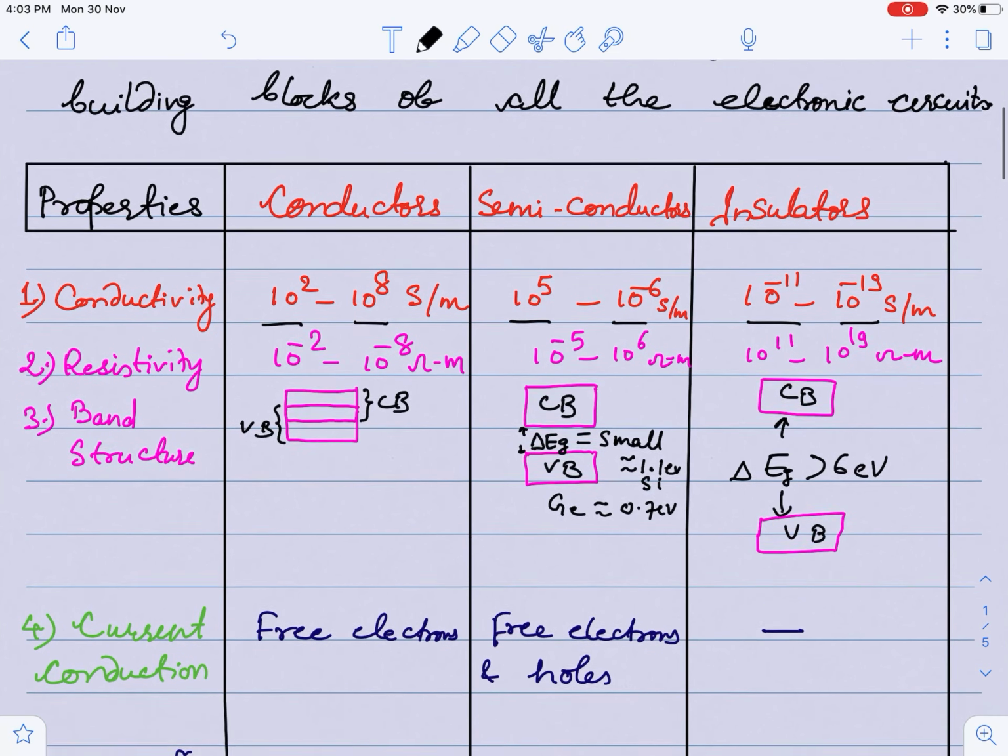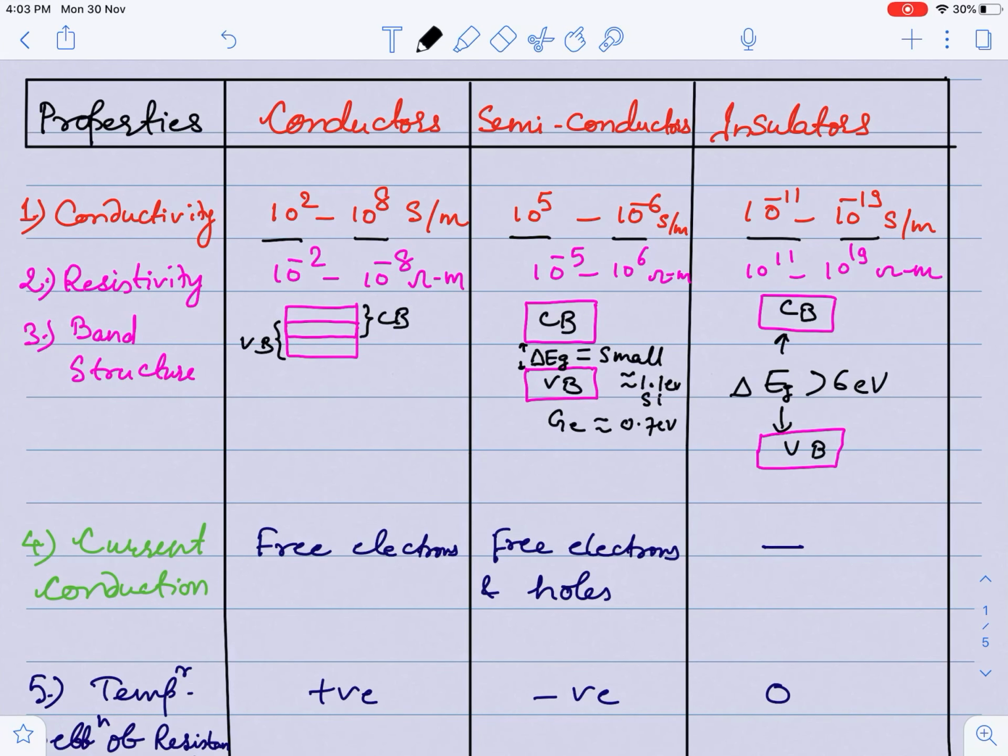Now we are discussing the properties of semiconductors, and I'm taking both conductor and insulator also in this table. So guys, conductivity is 10 raised to power 2 to 10 raised to power 8, and the conductivity unit is Siemens per meter. Here 10 raised to power 5 to 10 raised to power minus 6 Siemens per meter, and 10 raised to power minus 11 to 10 raised to power minus 19 Siemens per meter. Resistivity I'll not discuss because resistivity is the reciprocal of conductivity. So you just do 1 by conductivity, that is resistivity.